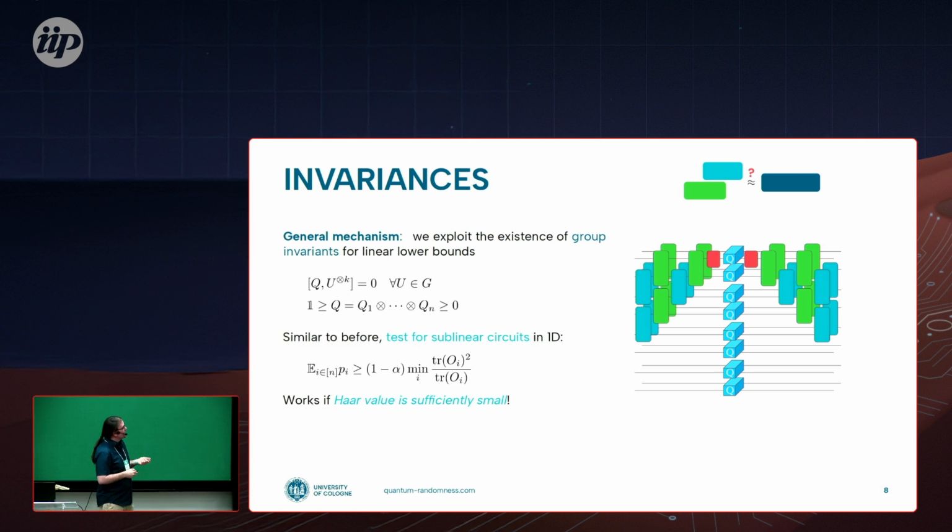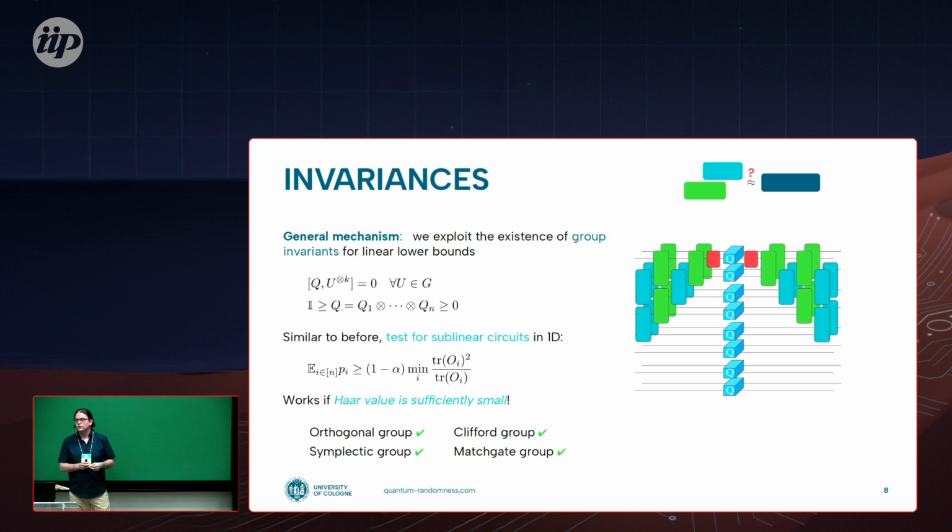And then now we can again do a test. We can just select a random qubit. We can measure the Q operator there, and then we get basically by the same logic as before the lower bound on this expectation value. And so if the value is sufficiently small, then I can again tell these things apart. Yeah? But let's say for a general group, I cannot really compute this value. So let's just look at some examples. And what we did was basically we looked at the orthogonal group, the unitary symplectic group, the Clifford group, and the matchgate group. And in all of these cases, this gives us an efficient test for sublinear depth circuits.